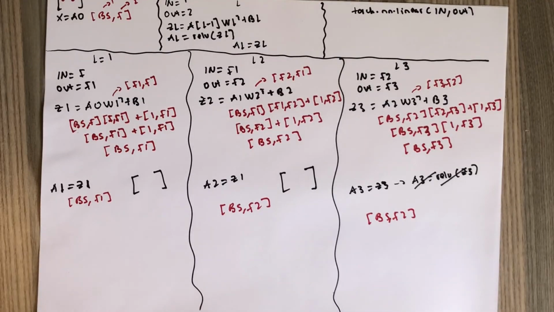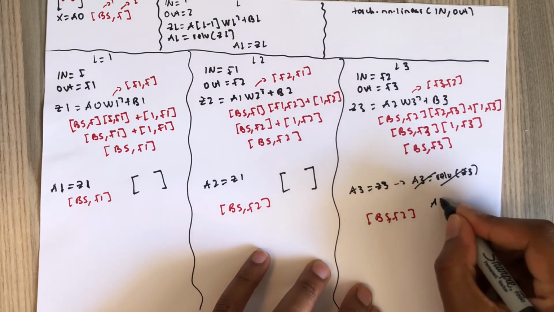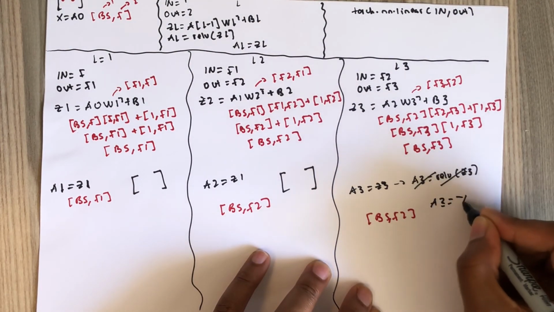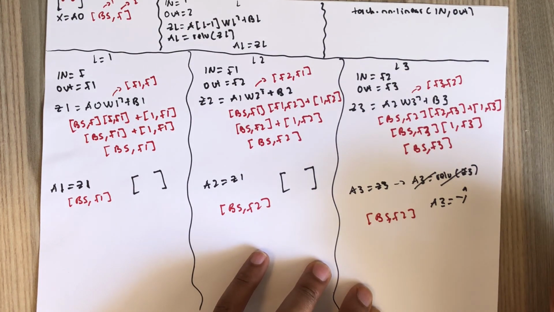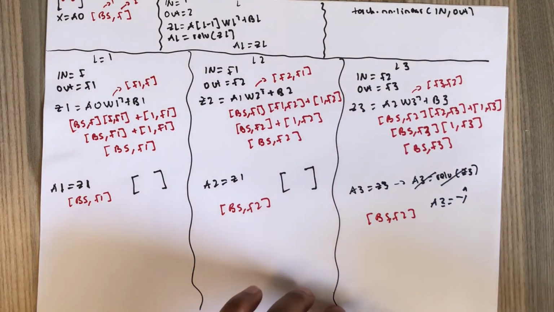Maybe one more thing. A3 is actually Y hat. A3 is your prediction.